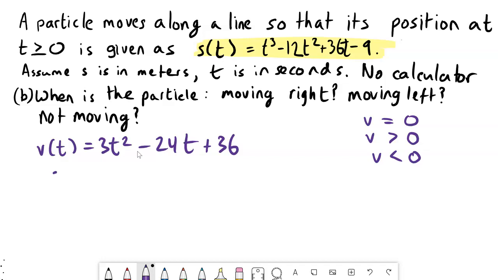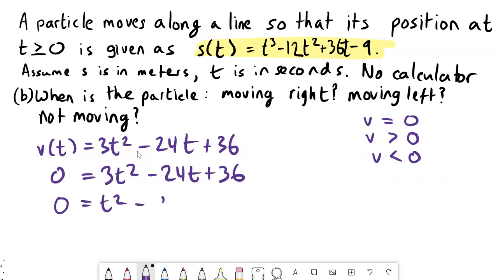So we set this equal to 0. 0 equals 3t squared minus 24t plus 36. And now we have a quadratic set equal to 0. I'm thinking about factoring, definitely factoring. The quadratic formula is too much, especially without a calculator. All these have a factor of 3, so I can just take that out, divide everything by 3 just to simplify it. t squared minus 8t plus 12.